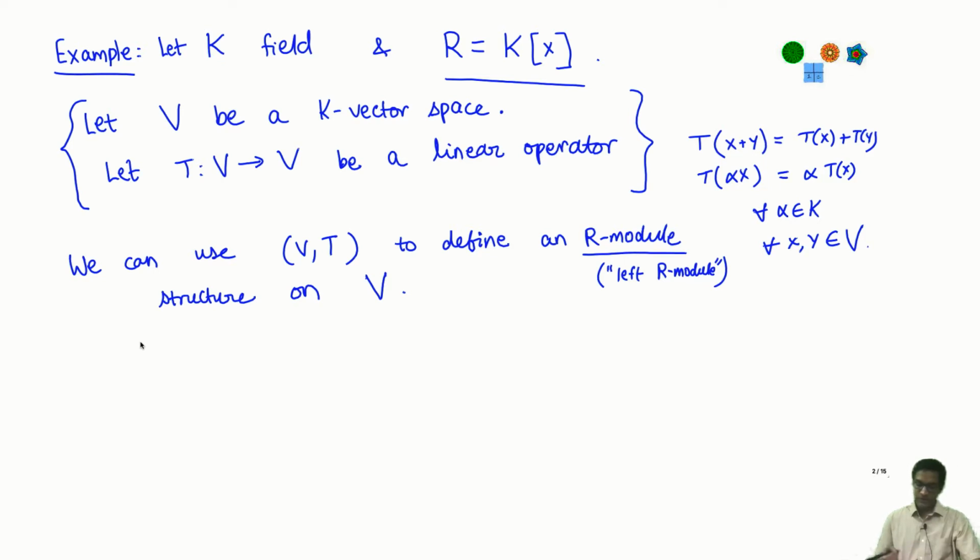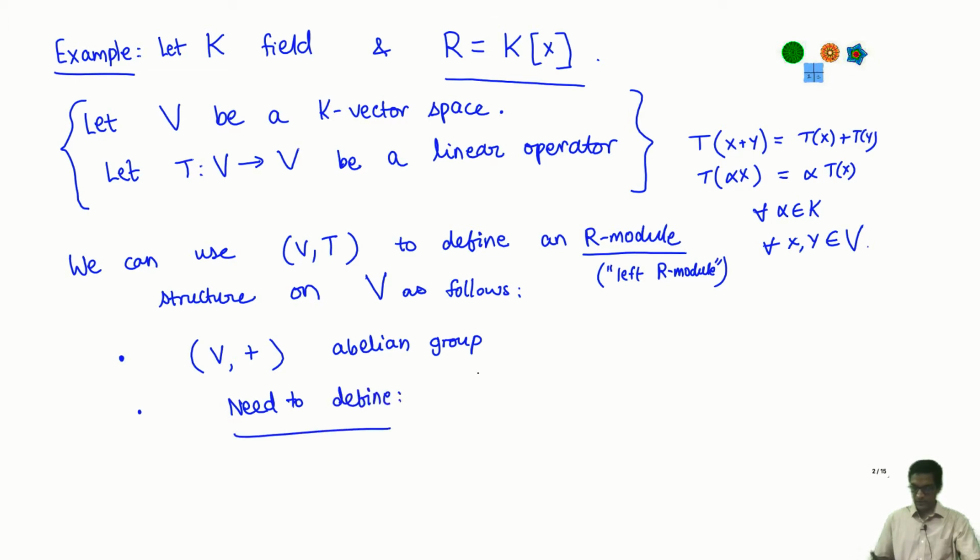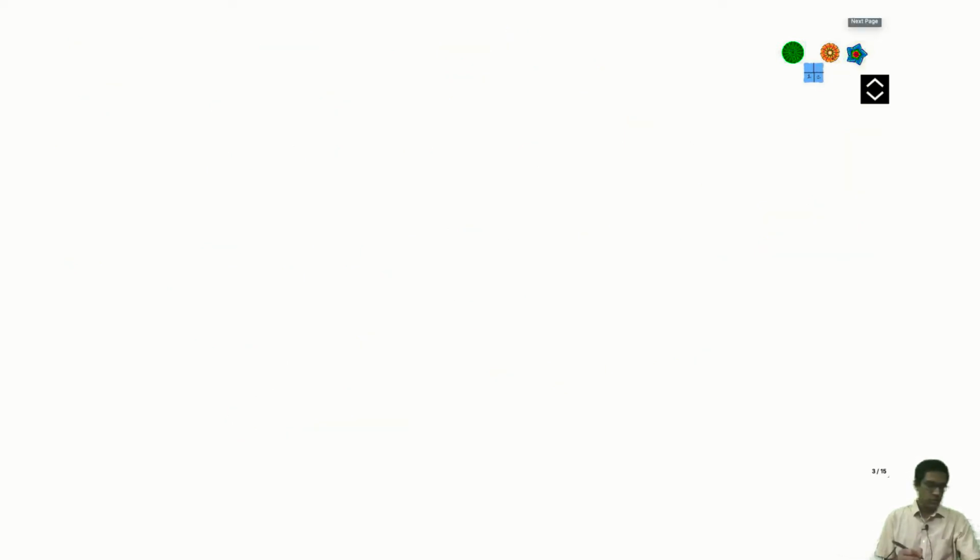Let me describe the R module structure as follows. What do we need to define an R module structure? Well, recall V is already an abelian group, so there is nothing further to do there. I already have an addition on V. What I need to define is really the scalar multiplication. So I need to define the scalar multiplication map K[x] cross V to V, which satisfies those four axioms.